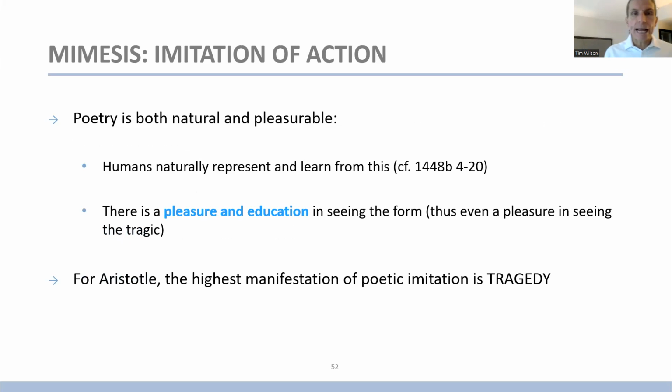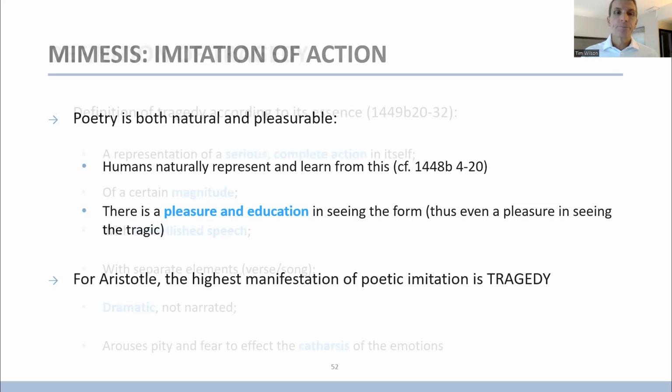So poetry is both natural and pleasurable. Humans naturally represent and learn from this. And there's a pleasure and education in seeing the form. So there's thus even a pleasure in seeing something tragic, okay? So there's pleasure and education in seeing the form, seeing the wholeness of the action in relation to a whole. So for Aristotle, the highest manifestation of poetic imitation is tragedy.